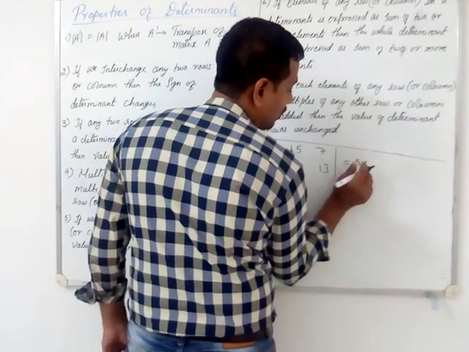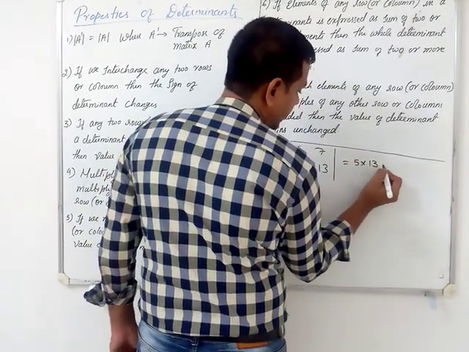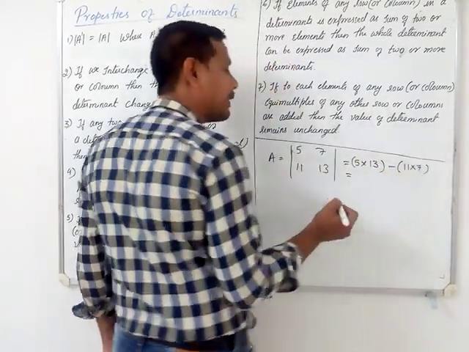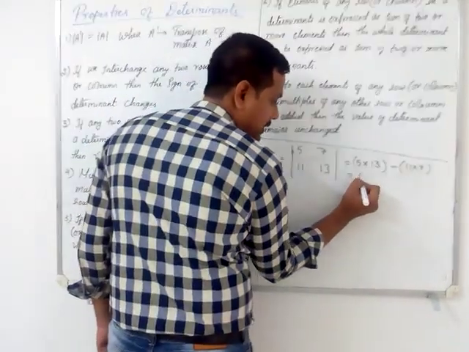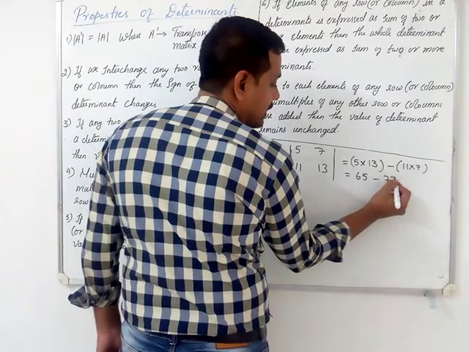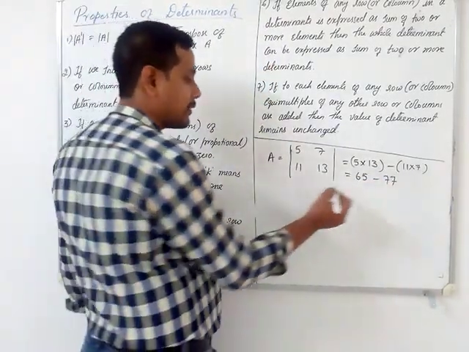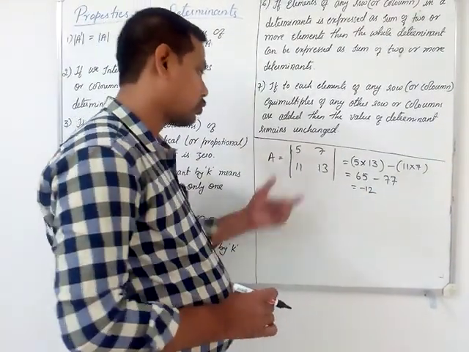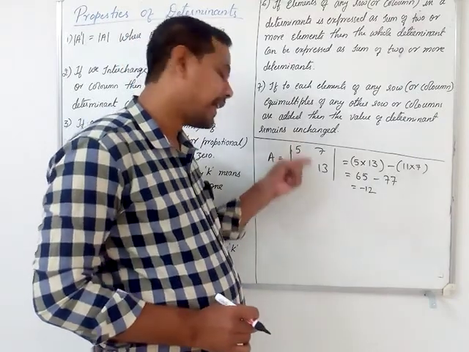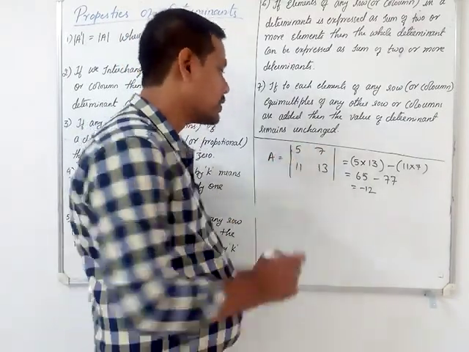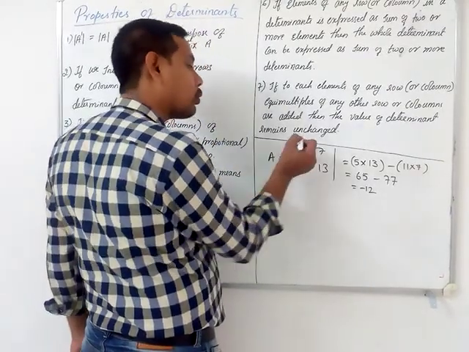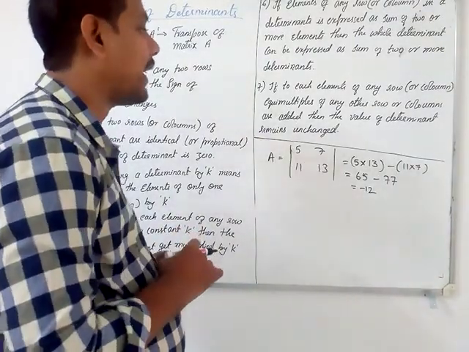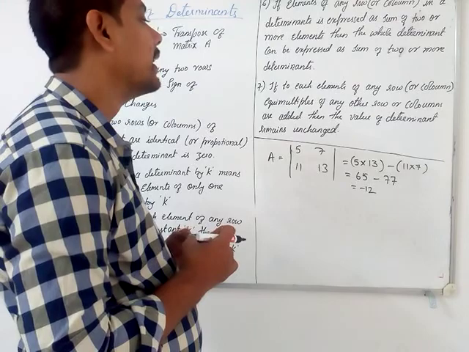5 into 13 minus 11 into 7. What is 5 into 13? 5 into 13 is 65. 11 into 7 is 77. So what is 65 minus 77? Minus 12. Now what he is telling is, in this determinant, if I add any other row or column to this one, for example, I am adding the second row to the first row, and then I calculate the value, the value of the determinant will remain unchanged.